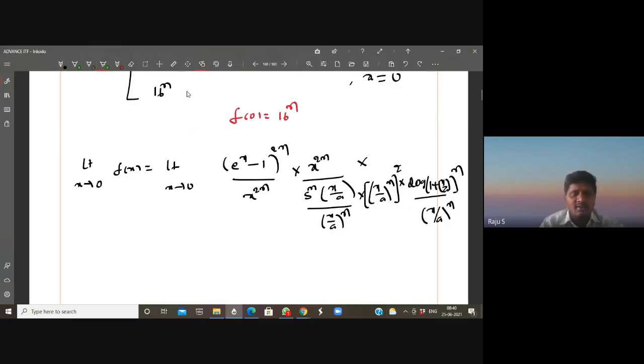If I cancel this, I may cancel this. These two get cancelled. X power 2 and x power 2n get cancelled. Again, we are going to get the same value. Am I right? X by a whole power n whole square. These three will be cancelled. X power 2 and x power 2n get cancelled. Finally, we are going to get the above value.